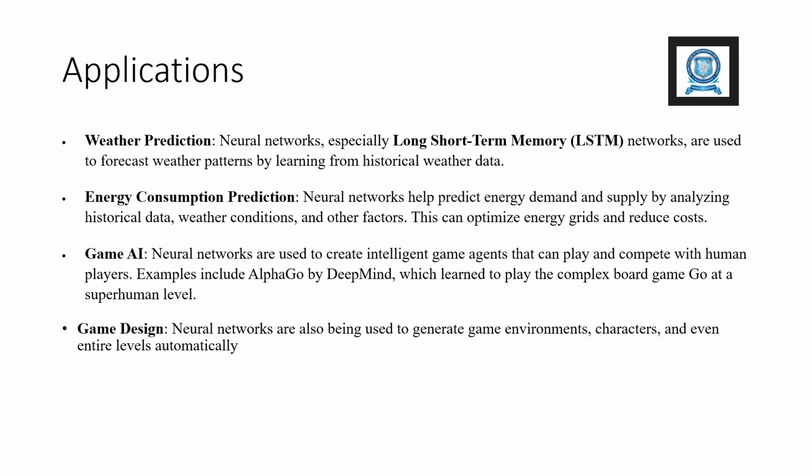Neural networks help predict energy demand and supply by analyzing historical data, weather conditions, and other factors. This can optimize energy grids and reduce cost. Game AI. Neural networks are used to create intelligent game agents that can play and compete with human players. Examples include AlphaGo by DeepMind, which learned to play the complex board game Go at a superhuman level. Game design. Neural networks are also being used to generate game environments, characters, and even entire levels automatically.